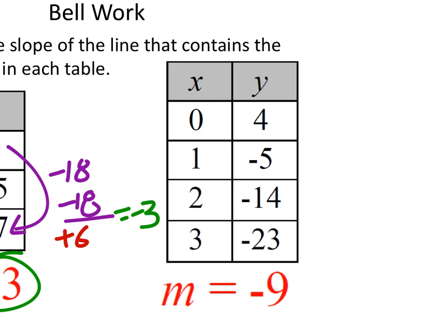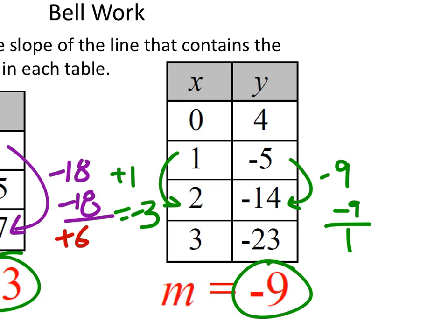Well, what about that next one? How do we get -9 out of this thing? Let's choose the 2 middle ones just for the sake of randomness. From -5 to -14, you'd have to go down 9. And from 1 to 2, you'd go up 1. So the slope there becomes -9 over 1, which simplifies to -9.